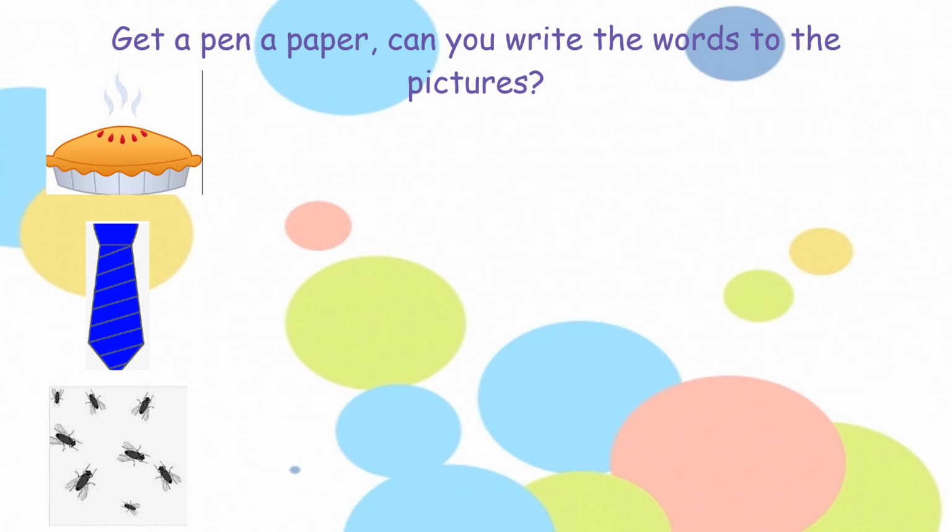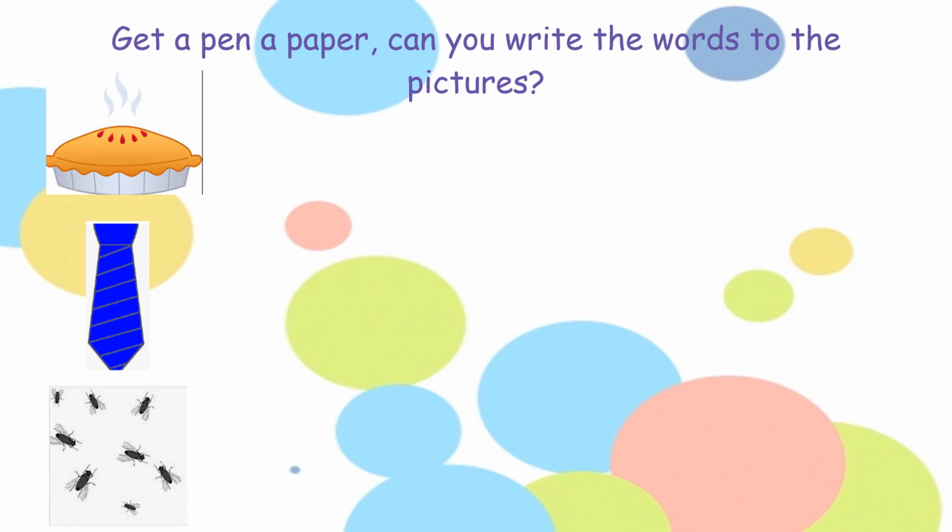Oh, we have some more pictures. What can you see in the first picture? It is a picture of a pie. Well done. What can you see in the second picture? It is a picture of a tie. And what can you see in the last picture? It is a picture of a group of flies.